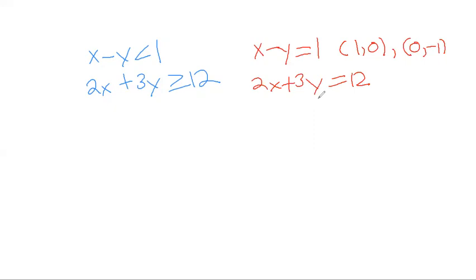And then here, I can do the same thing again for this one, x and y-intercept. So if x is 0, y is 4, so my y-intercept is the point 0, 4. And my x-intercept, well, if y is 0, then x has to be 6.